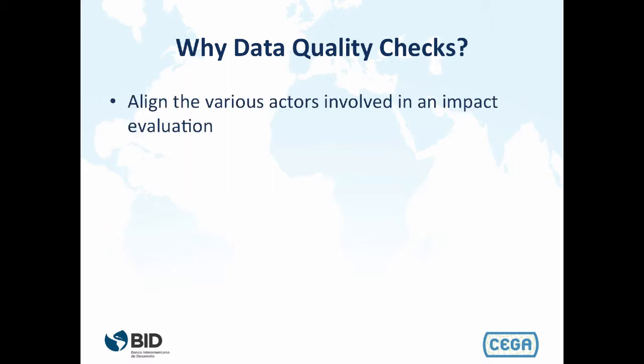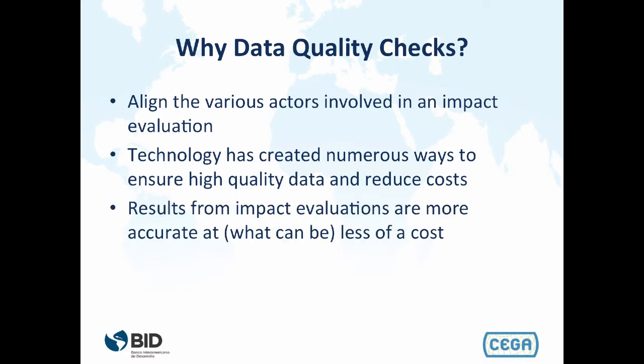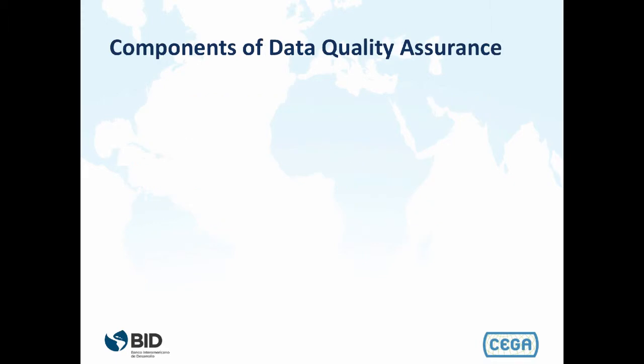So why do we care about data quality checks? Data quality, as we discussed in module 3.2, is of course one of the fundamental factors for the quality of our evaluation itself. If we don't have good data, we probably don't have a very good evaluation. So data quality helps us align the various actors involved in impact evaluation. It does allow us to access technology that has been created to ensure high quality data and reduce costs. And results from impact evaluations are more accurate when we introduce these data quality checks at hopefully a lower cost overall. So what are the components of data quality assurance?